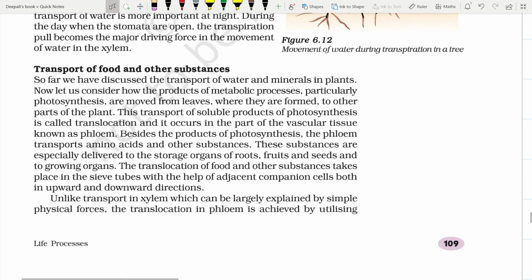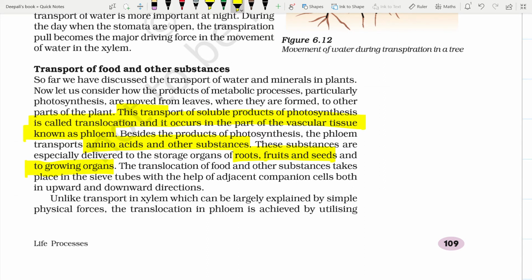So far, we have discussed the transport of water and minerals in the plants. Now, let us consider how the products of metabolic processes, particularly photosynthesis, are moved from leaves where they are found to the other parts of the body. This transport of soluble products of photosynthesis is called translocation and it occurs in the vascular tissue known as phloem. Besides the products of photosynthesis, phloem transfers amino acids and other substances as well. These substances are especially delivered to the storage organs of the plants like roots, fruits, seeds, and growing organs.